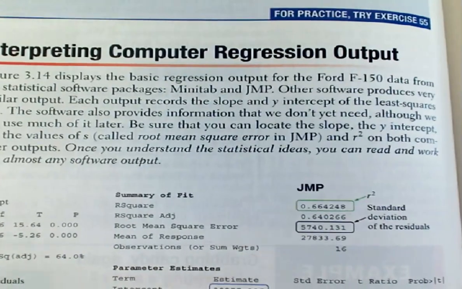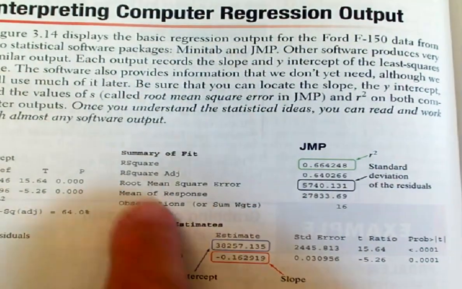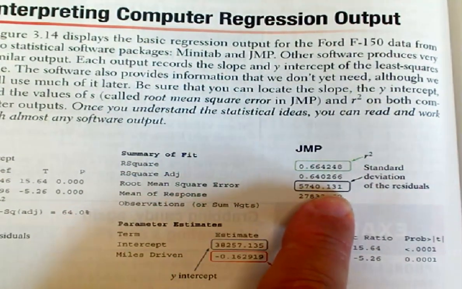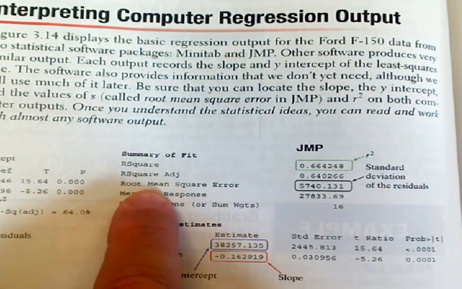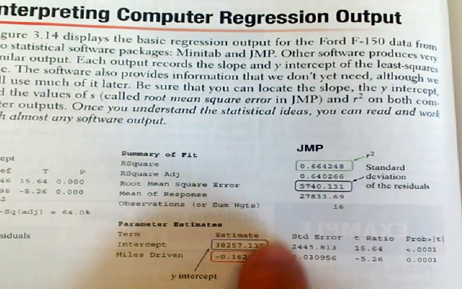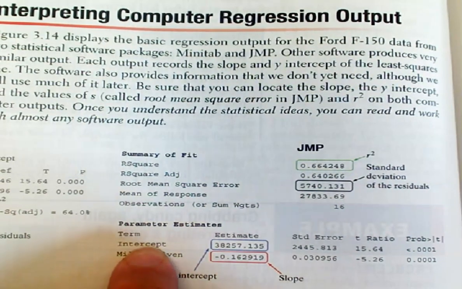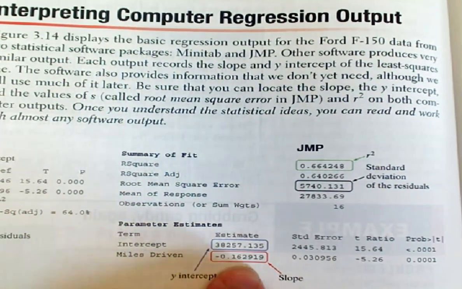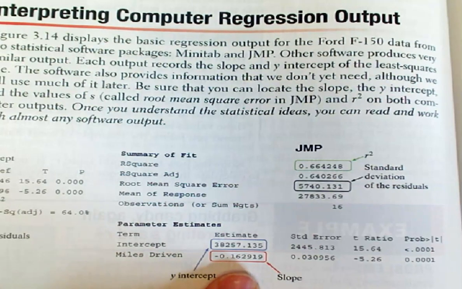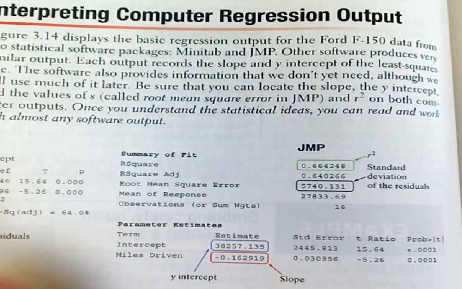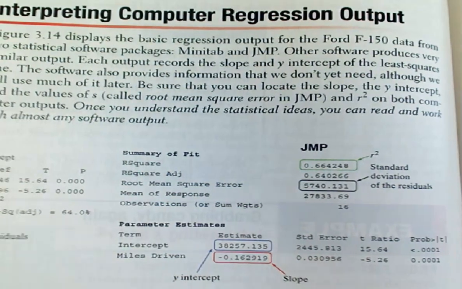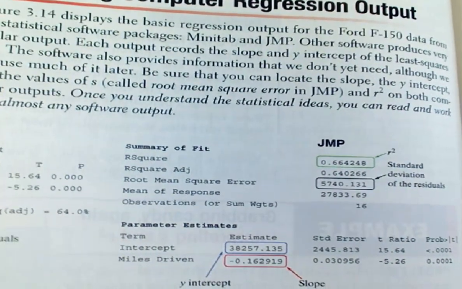So then if you look in the JMP file, it does say R squared, so you know that's your R squared value. And the standard deviation of the residuals is also called the root mean square error. So if you look for that, that's going to be your S value. And then down here, it'll say the intercept, which is your y-intercept, and then this is going to be your slope. So I wanted to show you these two different kinds of computer output and get you used to what you'll see with those.